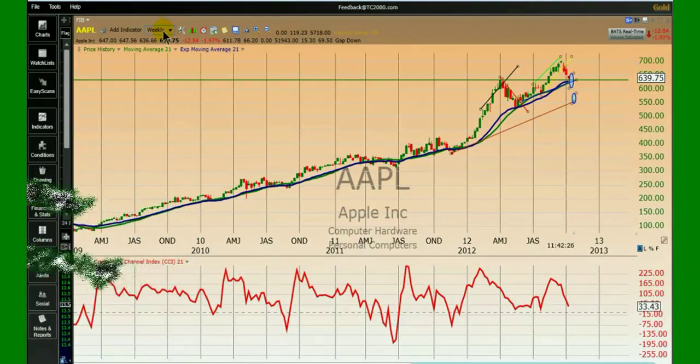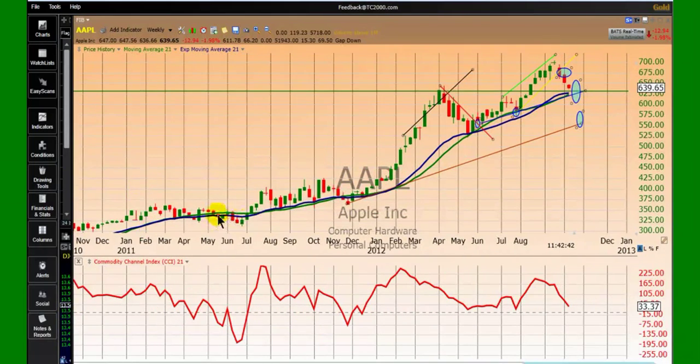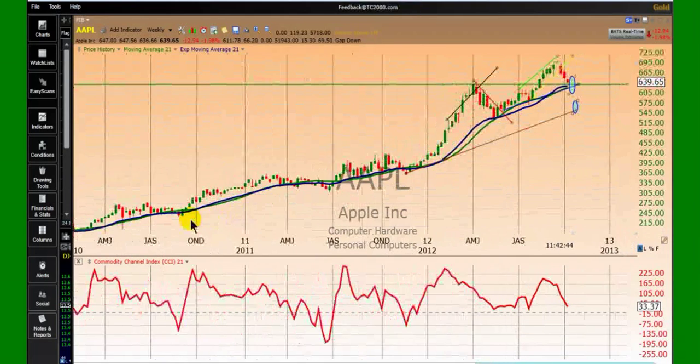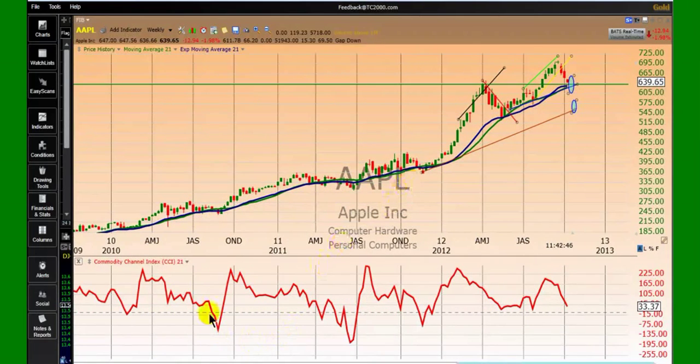We're on a weekly chart for Apple stock. What can we see here? We can see that this is the CCI 21 again. The blue line, as I explained to you, is the exponential moving average of 21. The green one is the simple. You can see there's no big difference in this case for Apple stock. As I put these two indicators together here, no big difference between the green and the blue, as you can see. And the CCI is replicating the movement of the price.